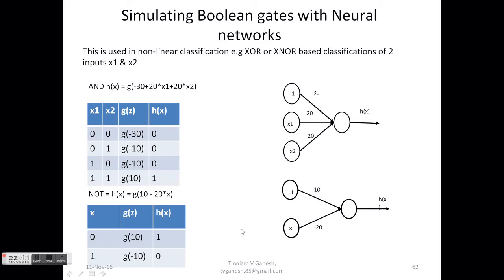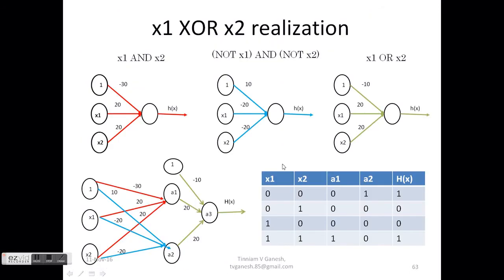Similarly, here this is a NOT gate. The bias unit weight is 10 and the input unit weight is minus 20. When x is 0, the input has no effect, so g of 10 is 1 because it's a positive number. And when x is 1, it is g of 10 minus 20, which is g of minus 10, which is 0.